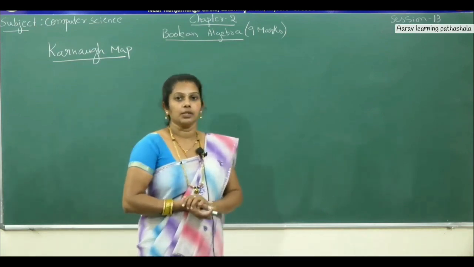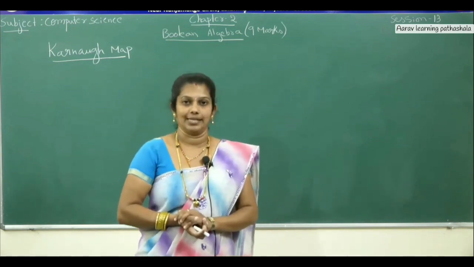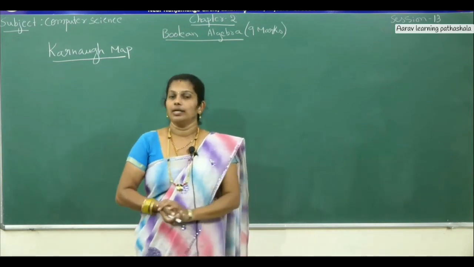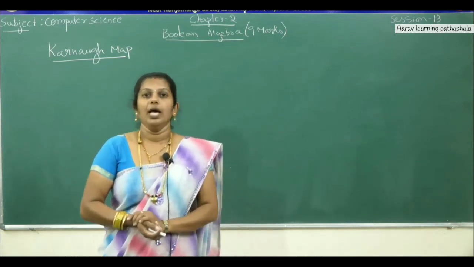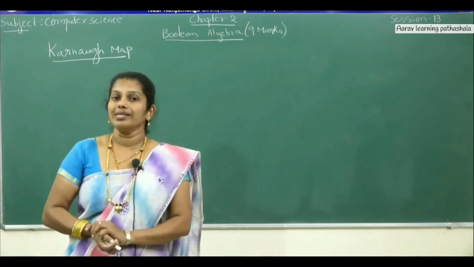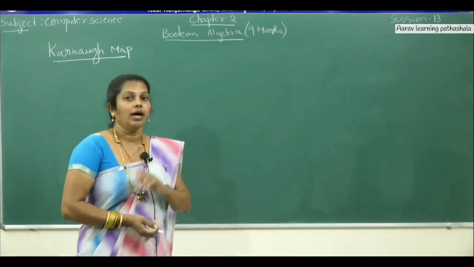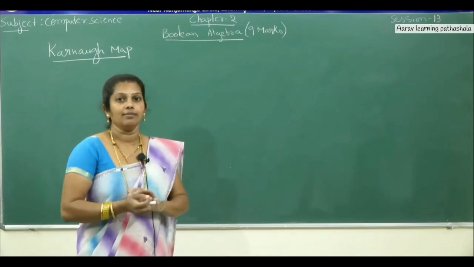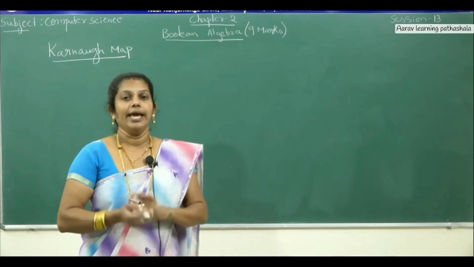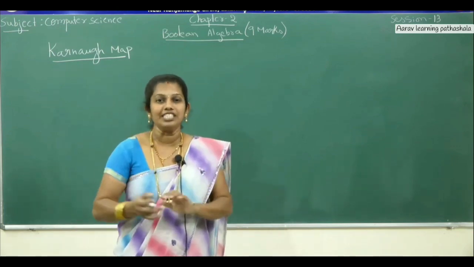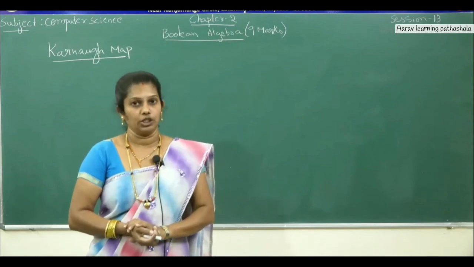The Karnaugh map is also called the K-map, or we can also say Venn diagram. It was developed by Maurice Karnaugh, and it helps to solve the equation in a graphical methodology, in graphic format, picture format, diagrammatic format.